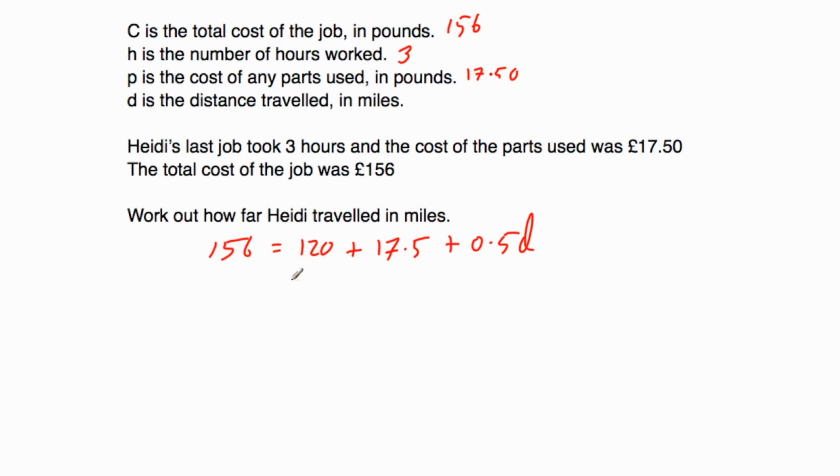Let's add together the 120 and the 17.5 and see what we get. So we've got 156 is equal to 137.5, and then we've still got our plus 0.5D. Now this is an equation we need to solve. We want to find what D is. So we want to get rid of this 137.5 and we want to get rid of this 0.5. So let's get rid of the 137.5 first of all. Let's take away 137.5 from both sides of our equation.